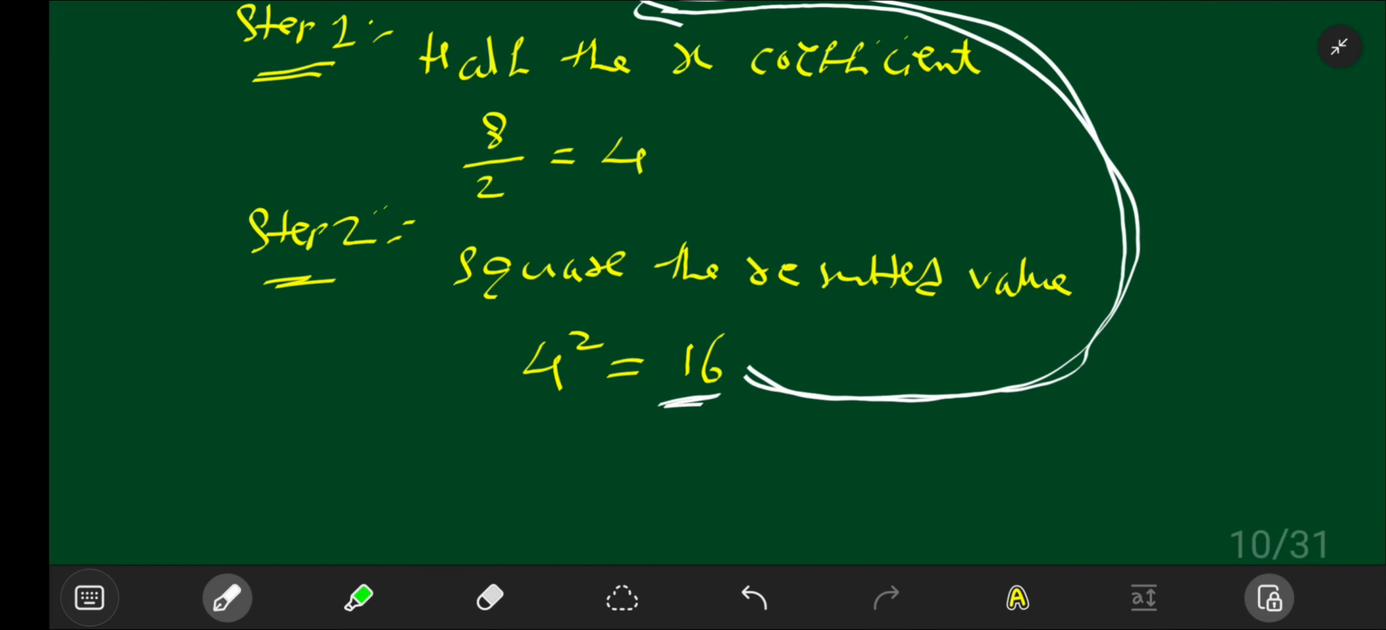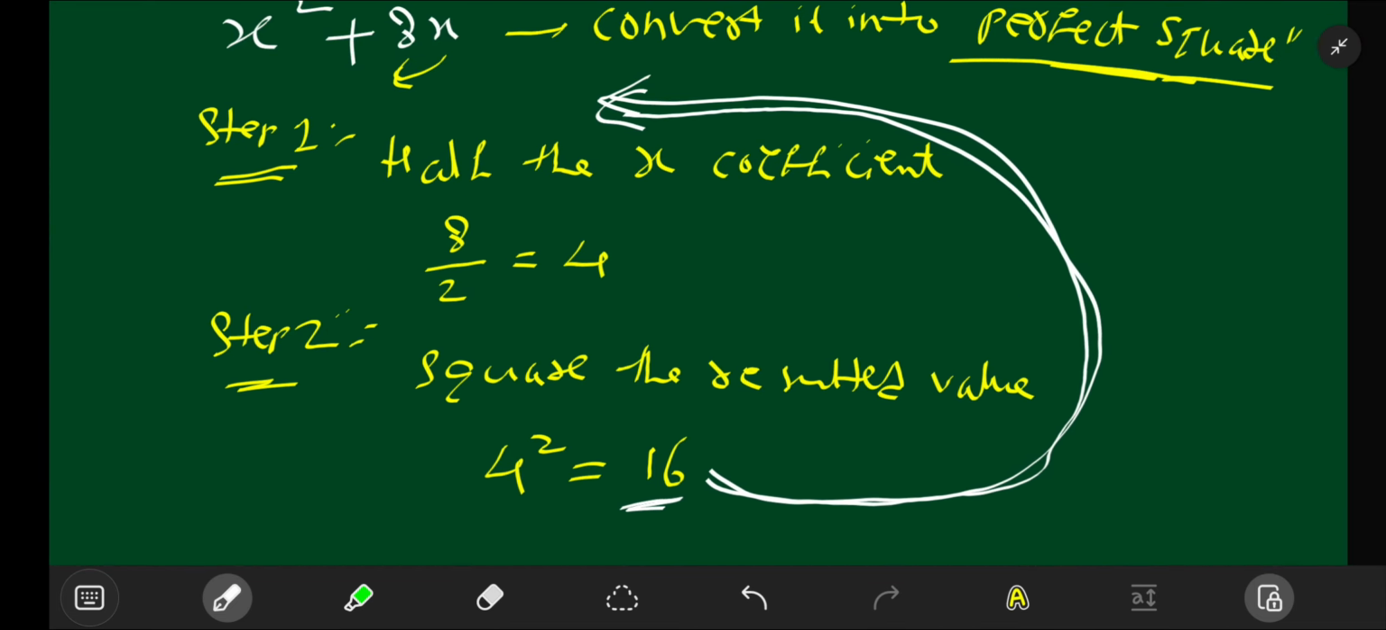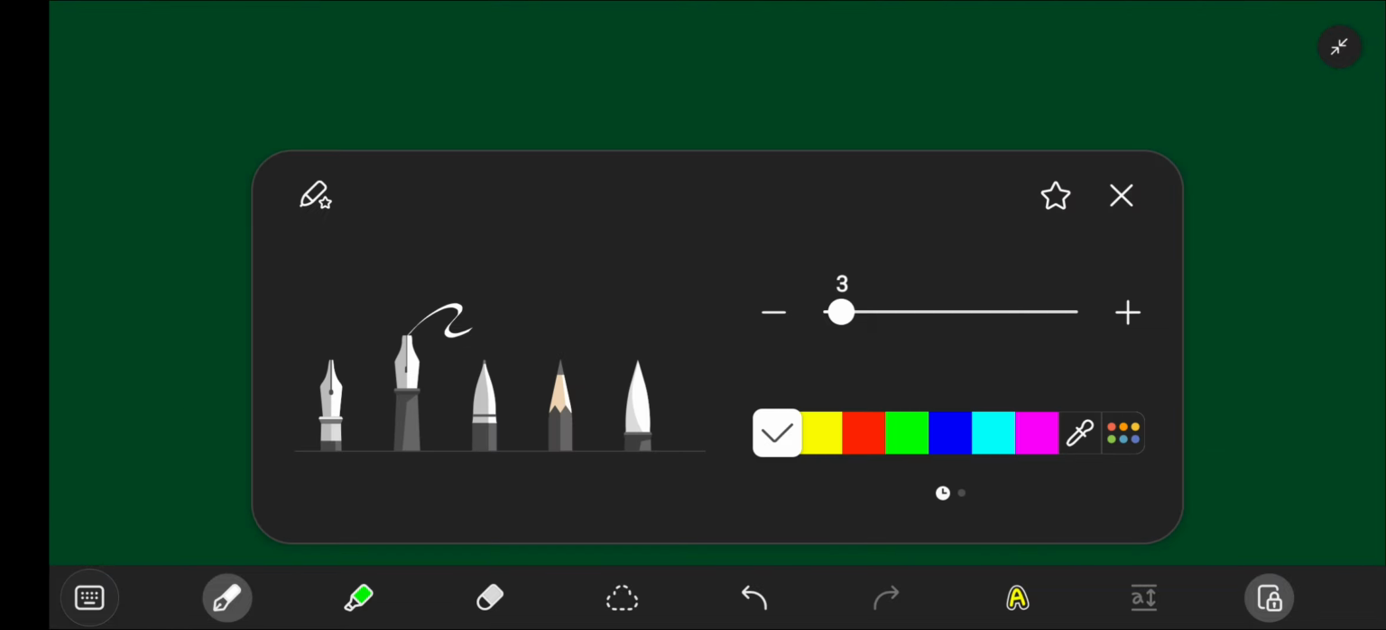Let's do it in the next slide, because the space is not enough here. What is the question? x square plus 8x. We get the answer in the second step as 16. So that 16 we have to add and subtract from the given equation.